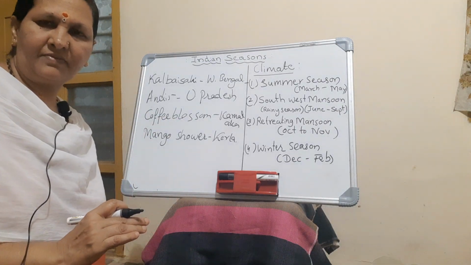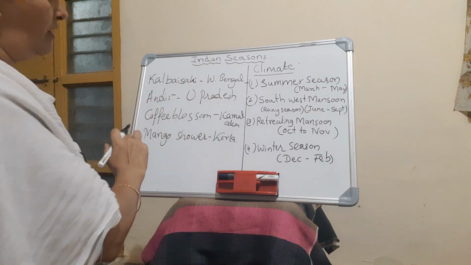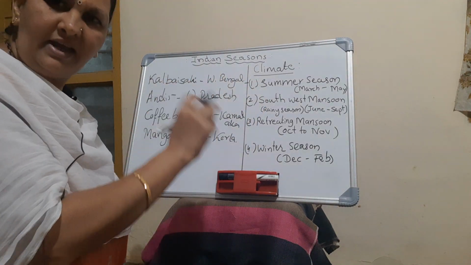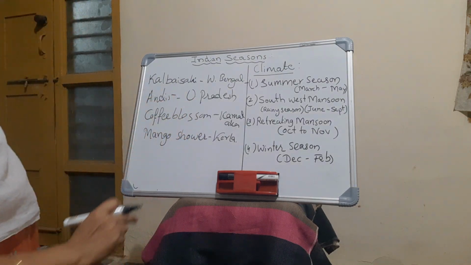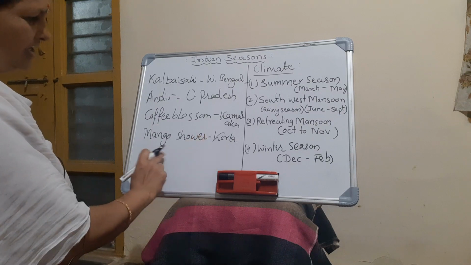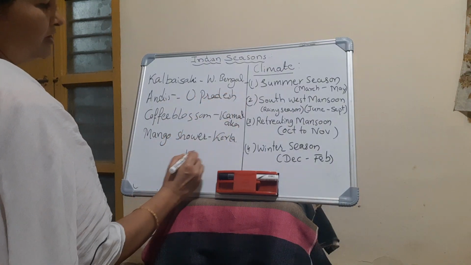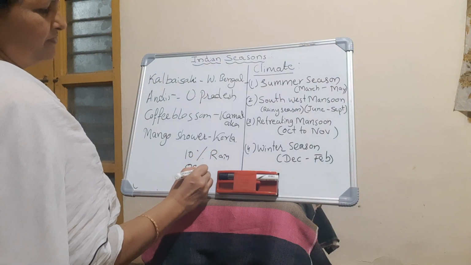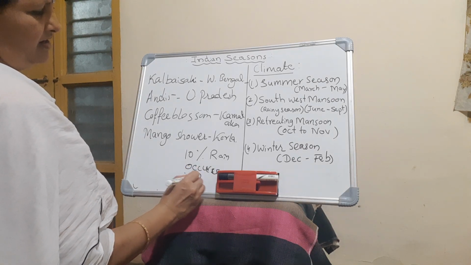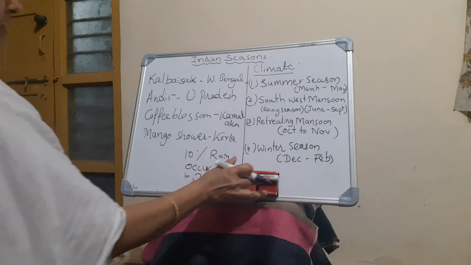When rain occurs in April or May in some parts of the country, particularly in West Bengal during the summer season, we call it Kal Baisakhi. In Uttar Pradesh, we call it Andhi. In Karnataka, coffee blossom. In Kerala, mango shower. These are the most important points. In total, 10% of the rain in India occurs in the summer season.